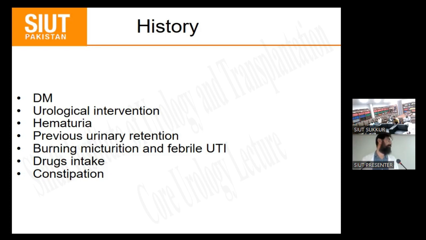IPSS, देखिए, questions I'm asking you. आप कैसे पूछेंगे? There are 3 questions which show your storage symptoms, and 4 of them are more related to the voiding symptoms. The first 3 are frequency, urgency, nocturia, which show more towards your storage symptoms, while the 4 questions of voiding symptoms include straining, weak stream, intermittency, and incomplete bladder emptying.